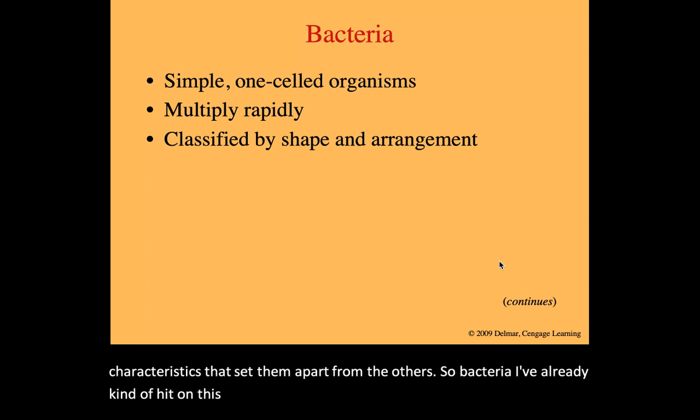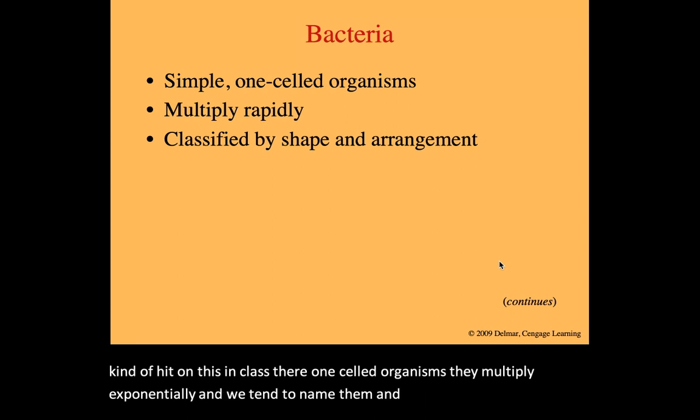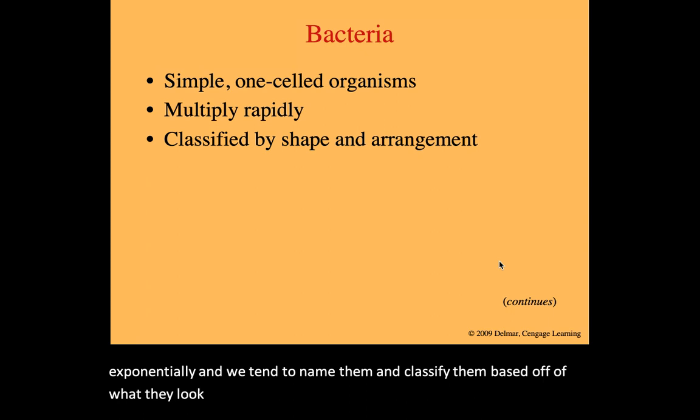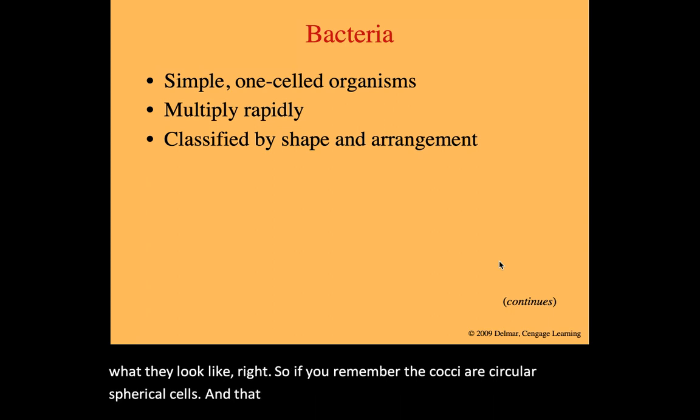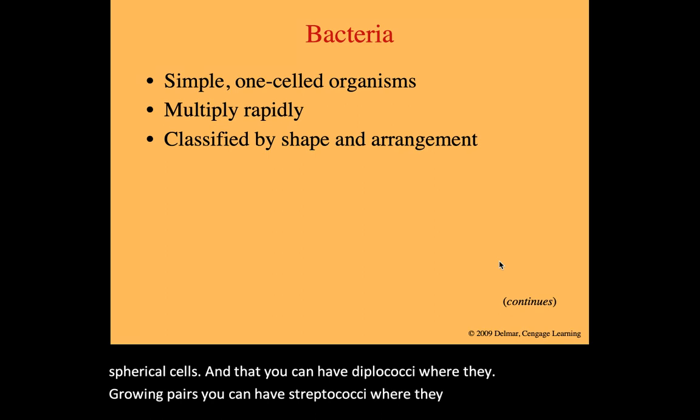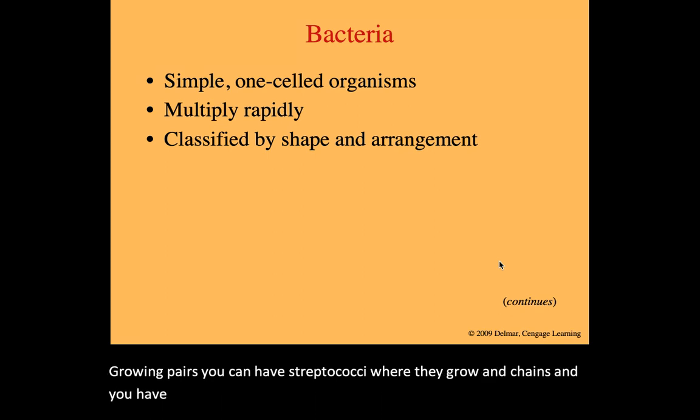They're one-celled organisms. They multiply exponentially. And we tend to name them and classify them based on what they look like, right? So if you remember, the cocci are circular, spherical cells, and you can have diplococci where they grow in pairs. You can have streptococci where they grow in chains, and you have staphylococci where they grow in clusters. That's going to be very important.